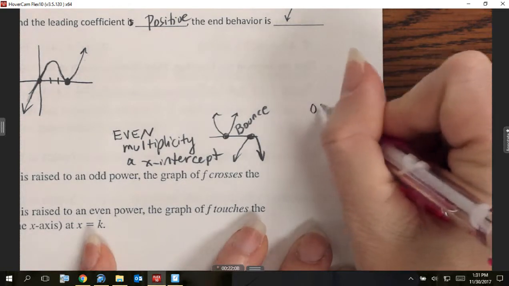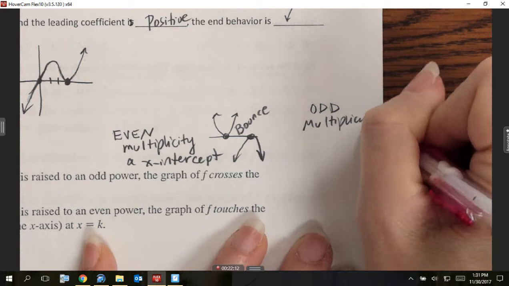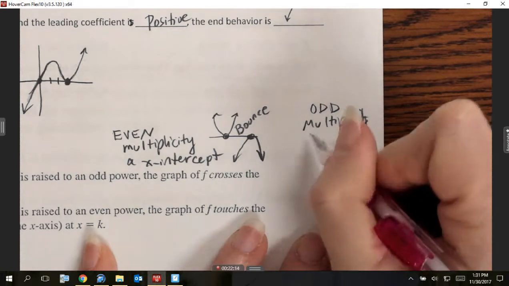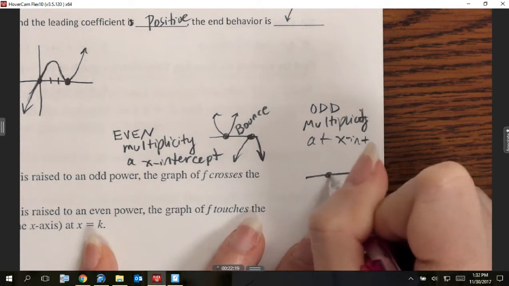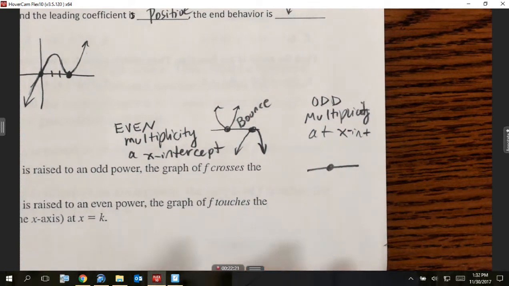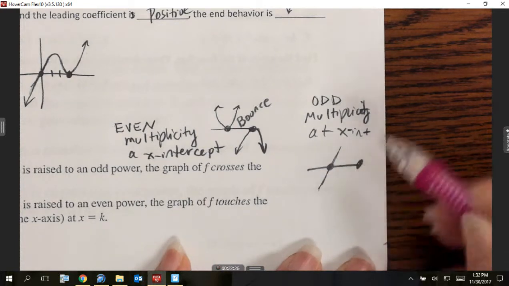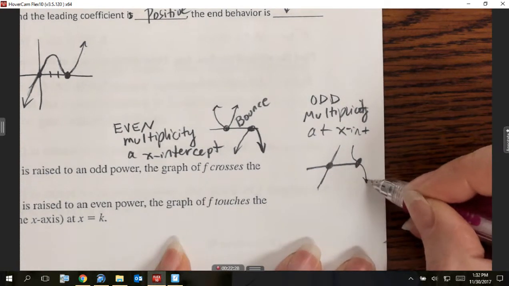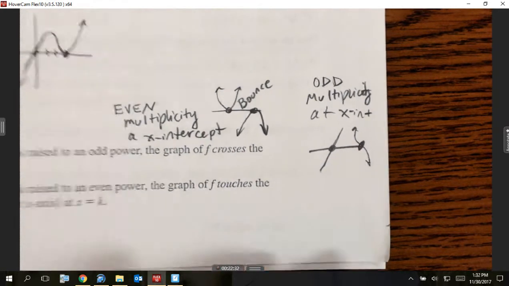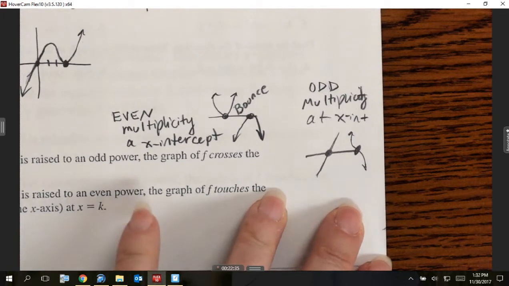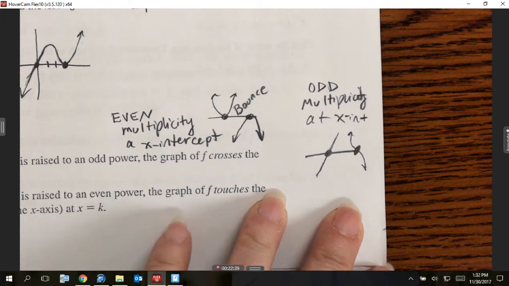But if I have an odd multiplicity at the x-intercept, it's going to pass through it. Might look different when it's passing through it, but it's going to pass through it. If it's odd, it's going to pass through, and it's going to bounce and go the other way if it's even. Every time. No exceptions.